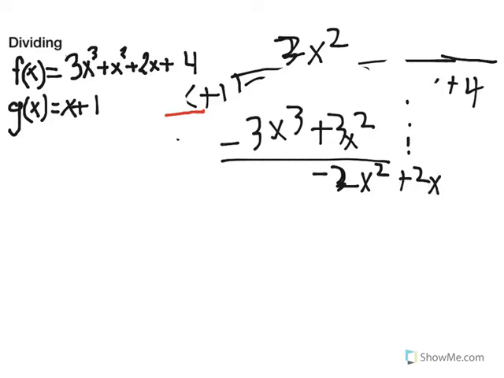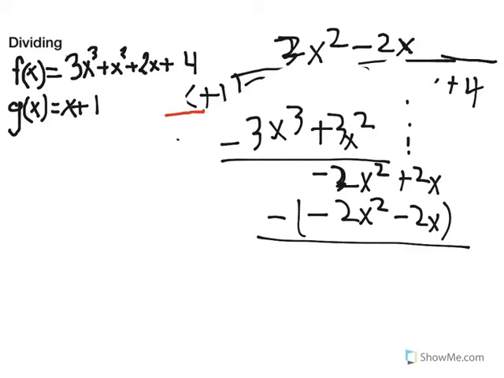And then you're going to want to do the same thing. You're going to want to see how many times x goes into negative 2x squared. And so that obviously goes into it negative 2x times. Then multiply negative 2x by x plus 1, and you get negative 2x squared minus 2x. And so then you're going to want to subtract that again. And so negative 2x squared minus negative 2x squared cancels out, and then you have a 2x minus negative 2x, which ends up being 4x.